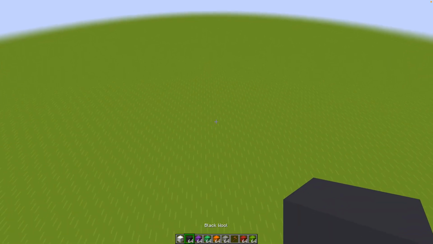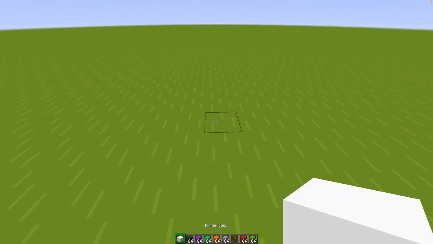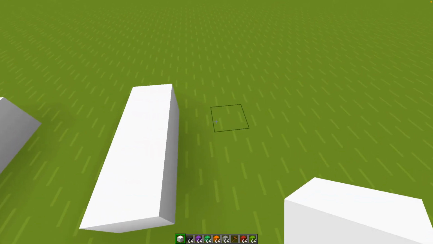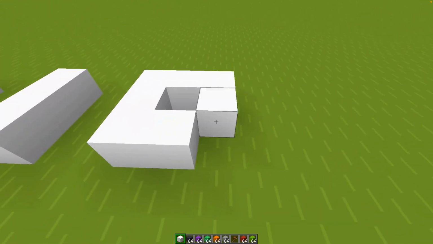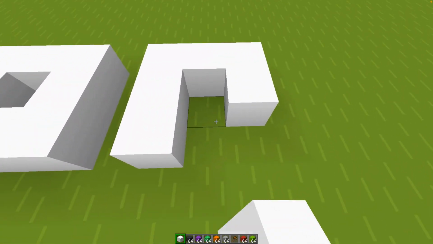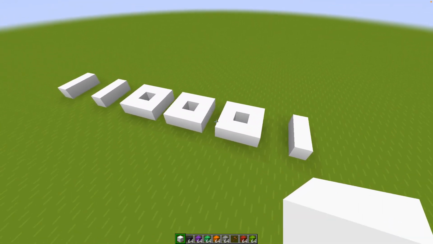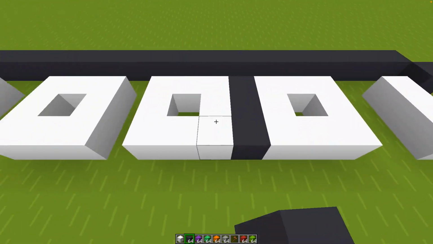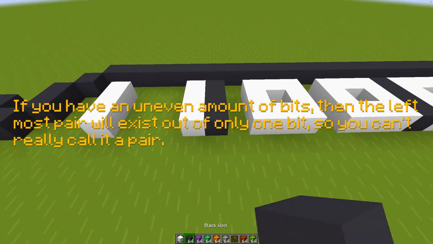Alright, so we're going to be taking the square root of 49, which is a 32, a 16, and a 1. So we're going to have a 0 here for 8, a 0 for 4, a 0 for 2, and then a 1 because, well, a 1. First of all, let's make some pairs. So this is going to be a pair, this is going to be a pair.